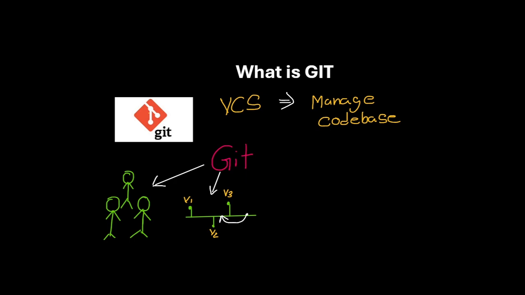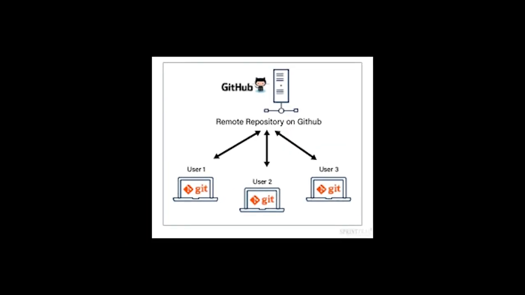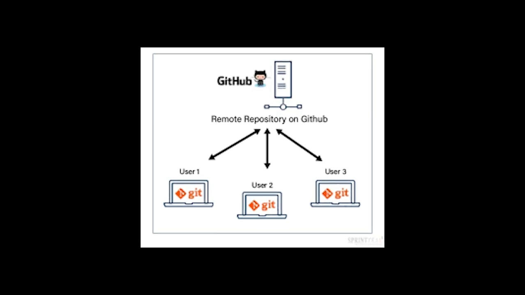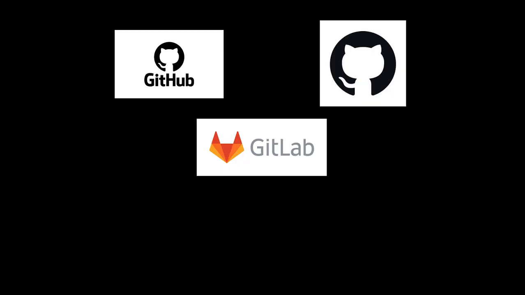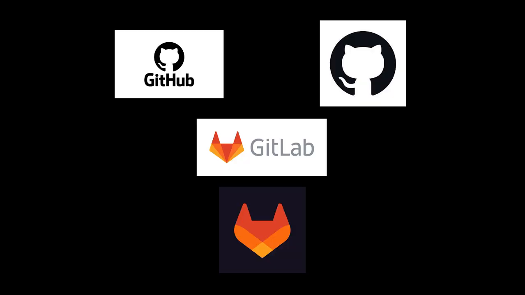Git operates on a local repository, which means you can commit changes to your project without needing internet access, and later push these changes to remote repositories such as GitHub, GitLab when you are online.